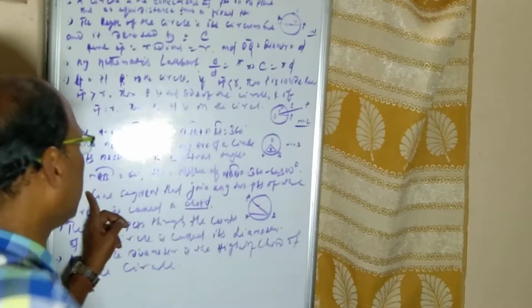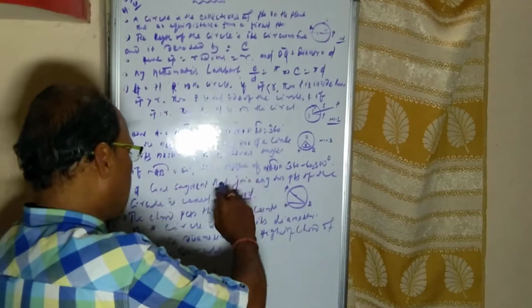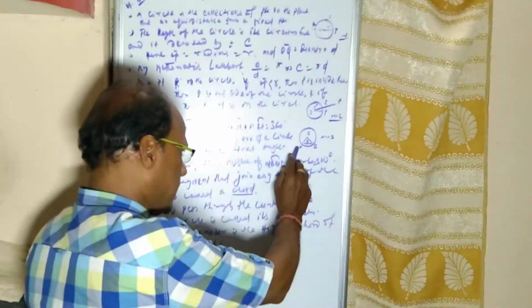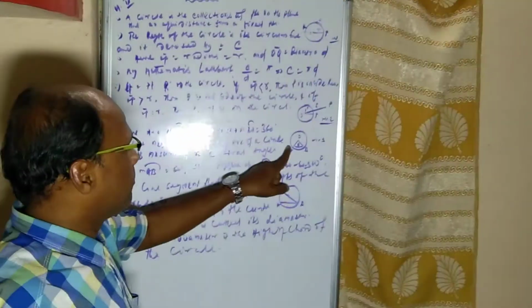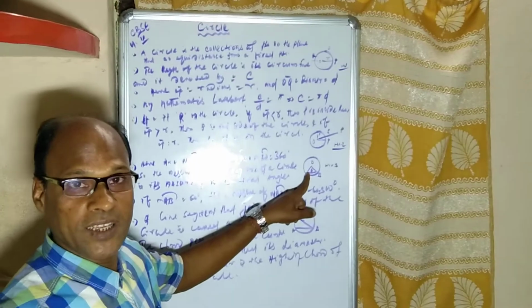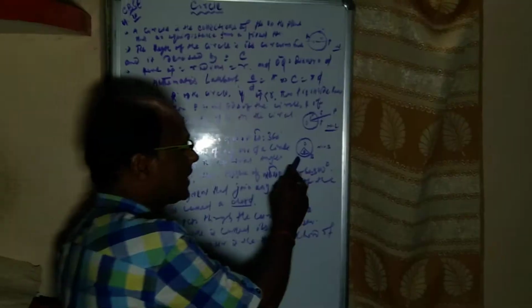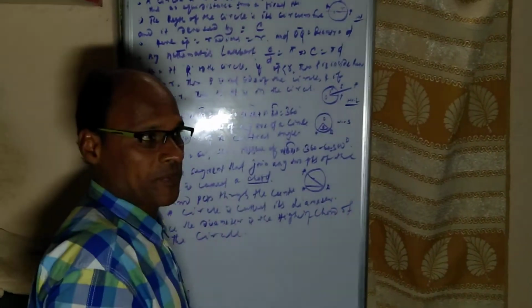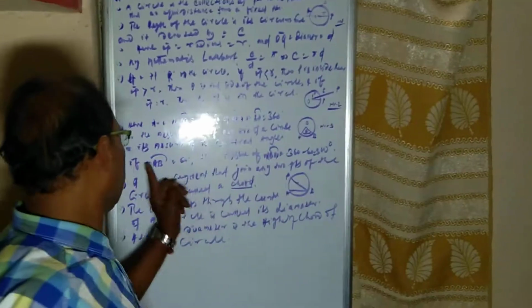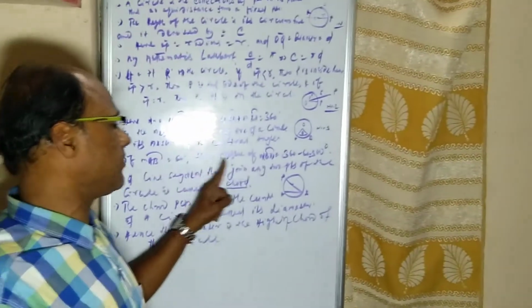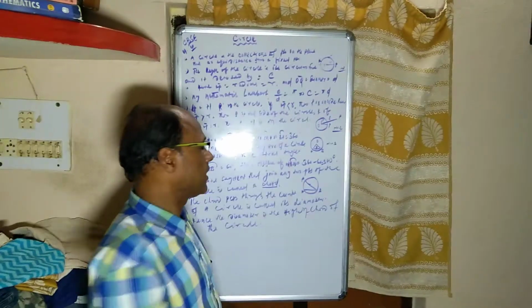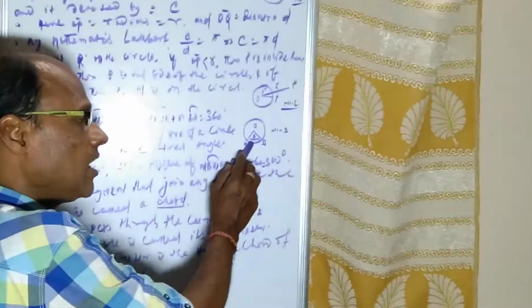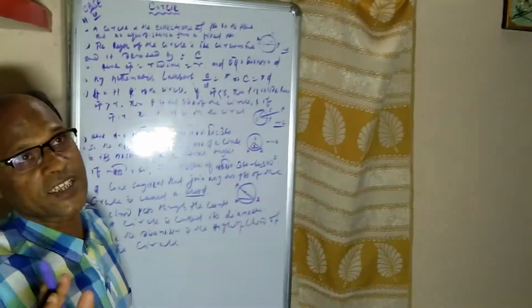If AB is an arc and BA is another arc, then the addition of the two arcs, measurement of AB plus measurement of BA, is equal to 360 degrees. Let arc AB be equal to 60 degrees. Then the measurement of BA is equal to 360 minus 60, which is 300 degrees. Here arc AB is 60 degrees and arc BA is 300 degrees.